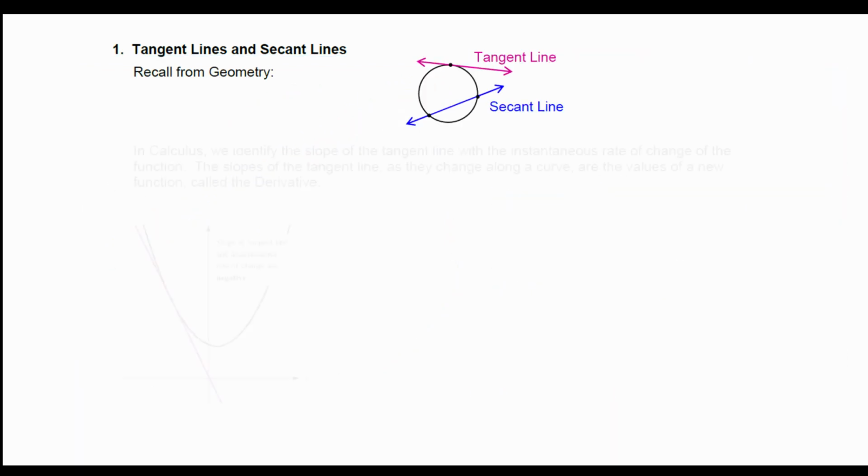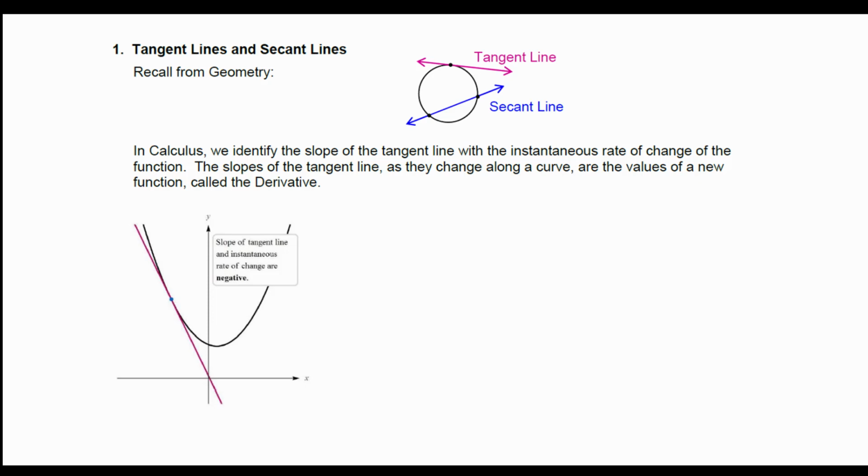In calculus, we identify the slope of the tangent line with the instantaneous rate of change of a function. So you can look at the first picture below. I have a function that is the shape of a parabola. And if I want to know what the rate of change of this parabola is at this point, you could find the tangent line at that point and get the slope of this tangent line. Then it will actually give you the rate of change at this particular x of this function.